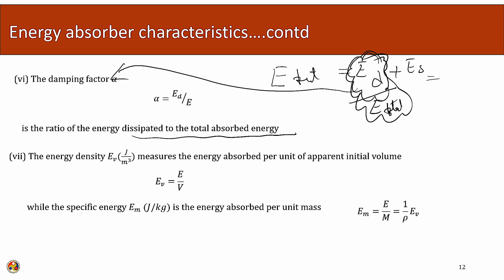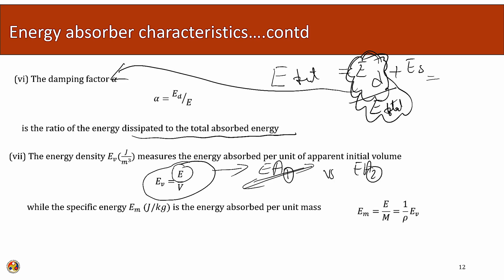Energy density EV measures the energy absorbed per unit of the apparent initial volume. This quantity is used in order to compare the different energy absorbers. It is used to see the efficiency of one energy absorber versus the other. And this is nothing but the total energy divided by the apparent initial volume of the energy absorber.